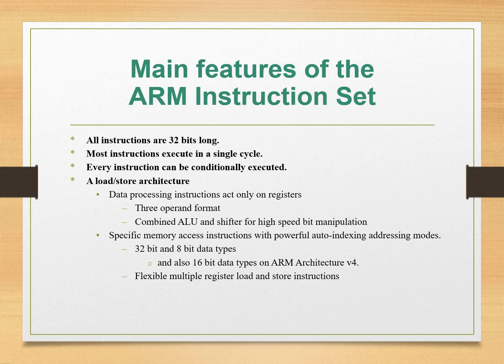There is a three operand format. You can have two or three actually. It combines the ALU and shifter for high-speed bit manipulation. We are going to look into the details of this. This is because of the 32-bit length, so you are limited. If you want to add, you need an operand, the register, and also a constant value. How can you put that within the instruction? That is why we use the shifter in order to manipulate data. There are also specified memory access instructions with powerful auto-indexing addressing modes.